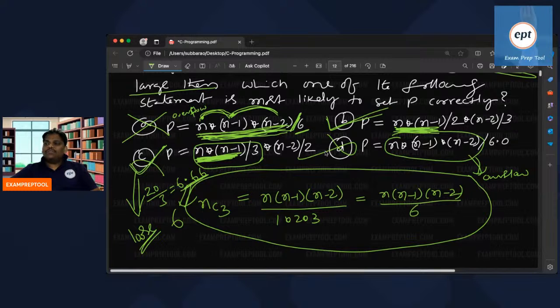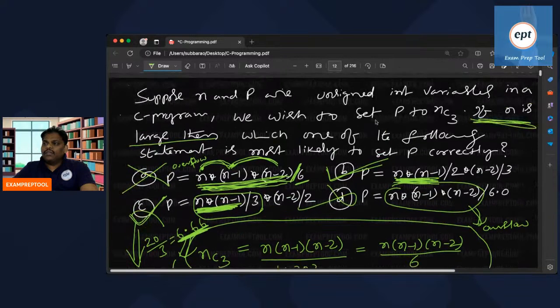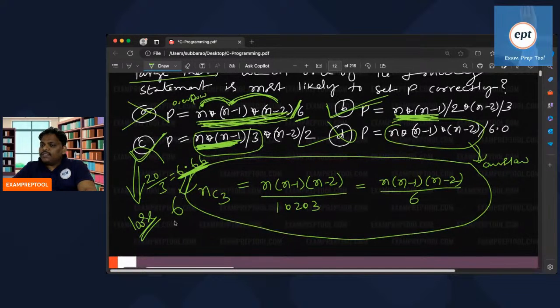Right? So one more important thing is 6.66 integer. They will take 6 only. You will lose something. 6.66, listen, I think it is a fraction. But because it is mentioned in the problem, if you see this one, suppose n and p are unsigned integer. So 6.66 becomes 6 only. Means you are losing something.